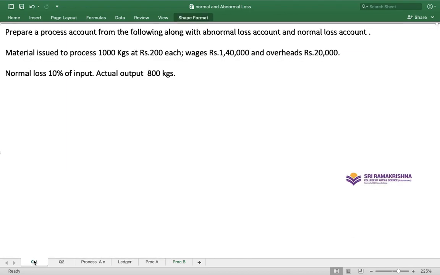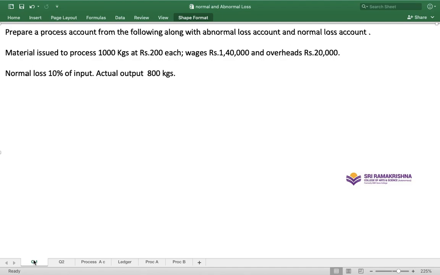Here we have a question. Prepare a process account from the following along with abnormal loss account and normal loss account. The material issued to the process is 1000 kgs at 200 rupees each, wages 1,40,000 and overheads 20,000. The normal loss is expected at 10% of the input.